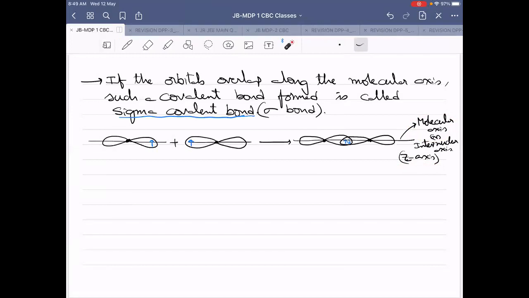So along the z axis, the two orbitals are overlapping. Then such a bond formed along the z-axis is called a sigma bond. Sigma bond.